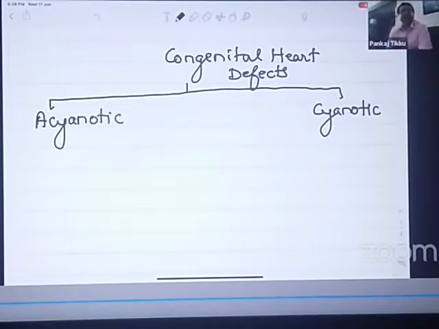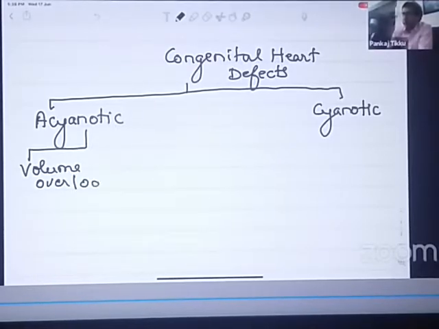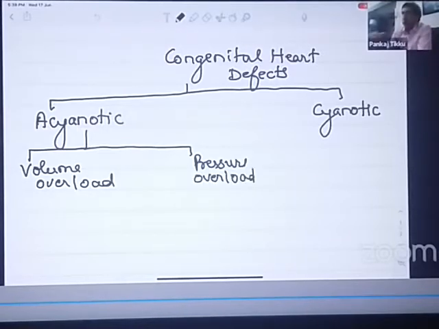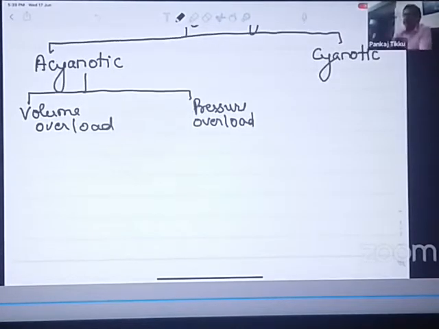So how do you divide congenital heart diseases? Those heart diseases which do not present with cyanosis are known as acyanotic heart diseases, and those which present with cyanosis are known as cyanotic heart diseases. Acyanotic heart diseases then again are divided into diseases which present with a volume overload over the heart, and the second are those which present with pressure overload over the heart.